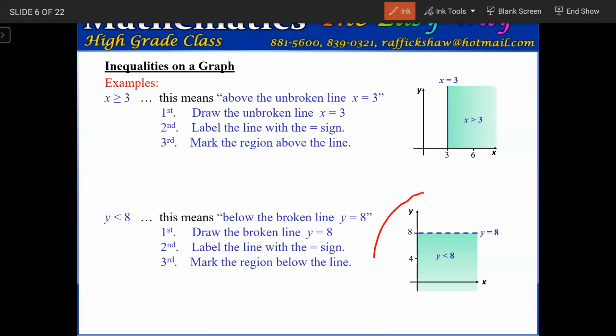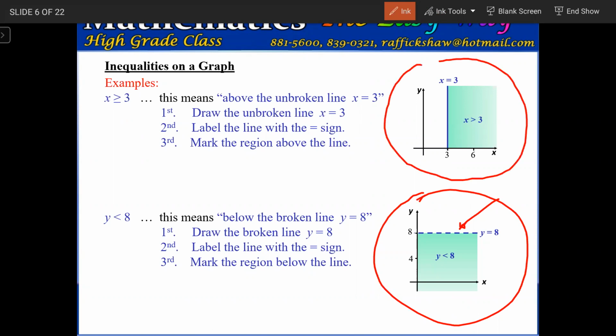So anybody in the world who picks up the graph and looks at it knows, because you draw the line broken, that Y is not equal to 8. Y is only less than 8. And anybody who picks up this graph knows that X equals 3: X can be 3, or X can be greater than 3.